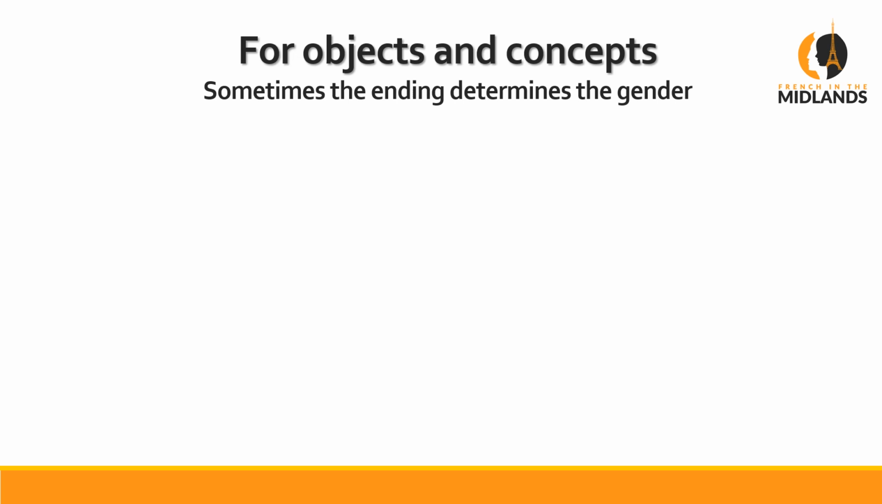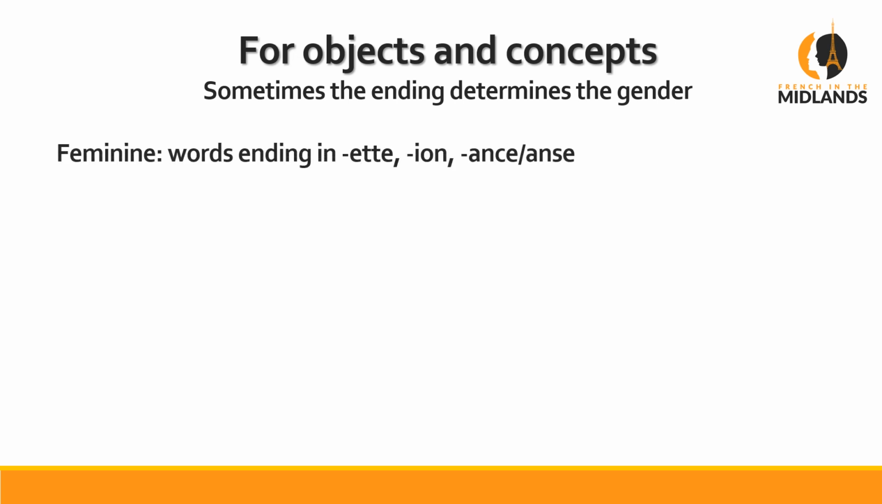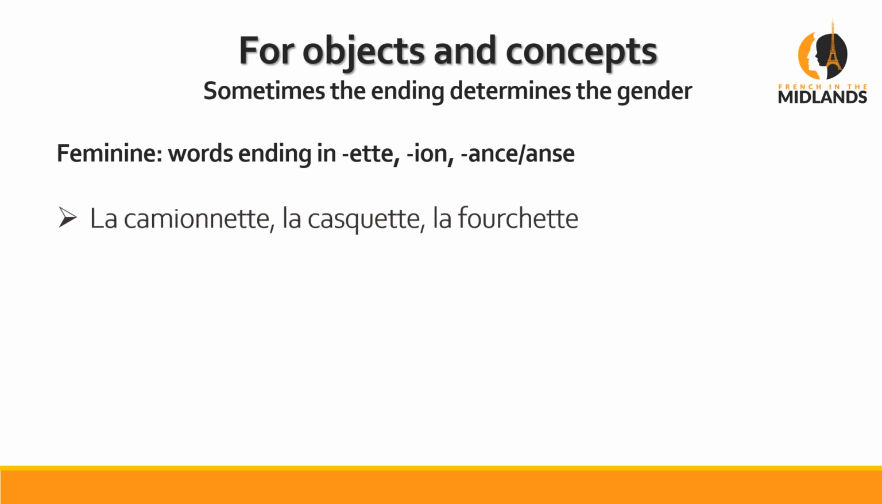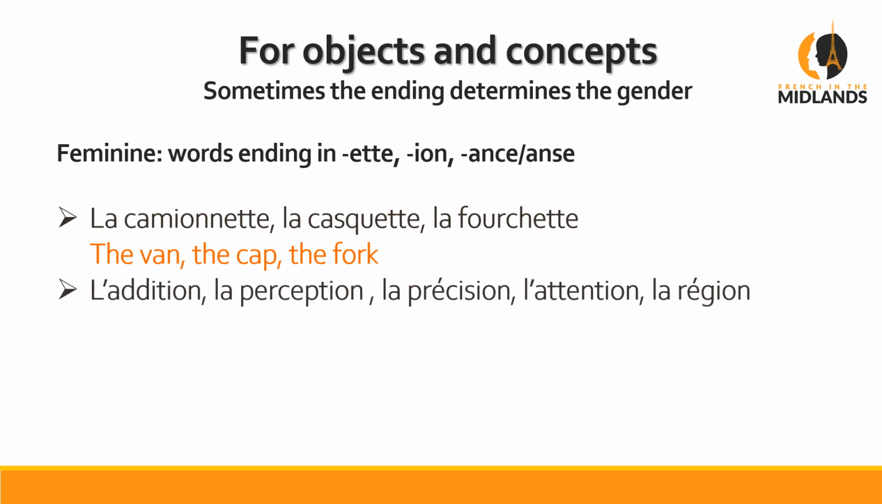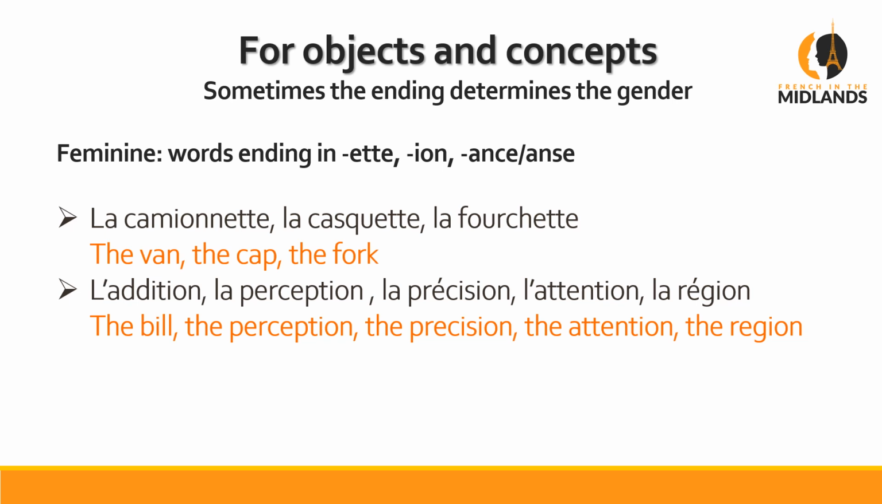Now let's have a look at feminine endings. There's actually quite a lot more. Now they usually end in ETTE, ION, ANCE or ANSE, and there's more on the next page, but let's look at those now. ETTE, for instance, la camionnette, the van. La casquette, the cap. La fourchette, the fork. ION words: l'addition, the bill. La perception, the perception. La précision, the precision. L'attention, the attention. La région, the region.